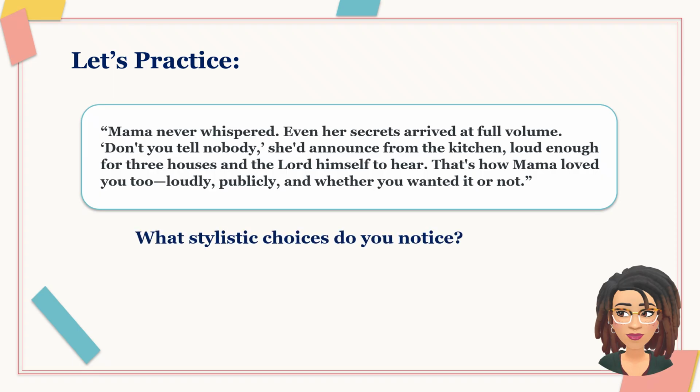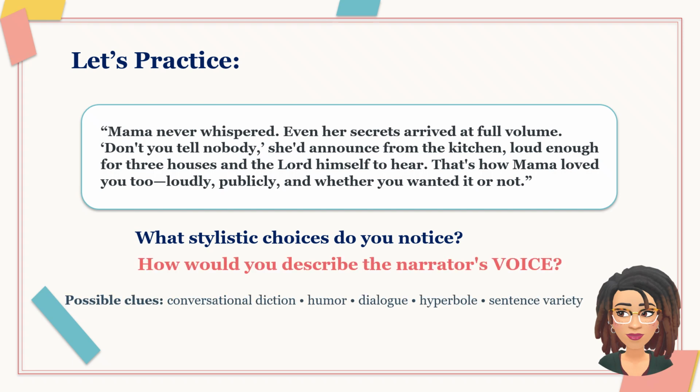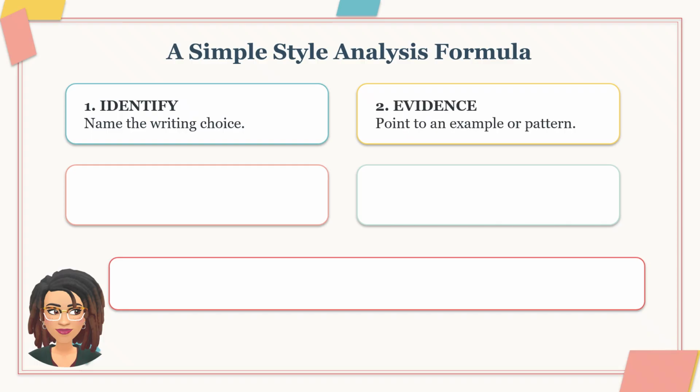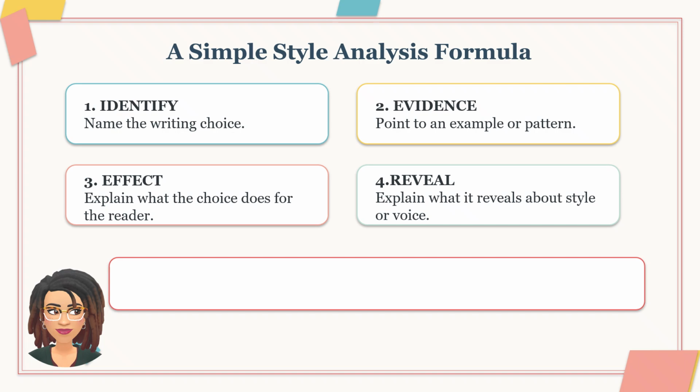What stylistic choices do you notice? How would you describe the narrator's voice? Pause here and think about it. If you need help, here is a simple style analysis formula. First, identify. Name the writing choice or choices. Then find evidence that points to an example or pattern. Explain what that choice does for the reader. And then reveal. Explain what it reveals about the style or voice.